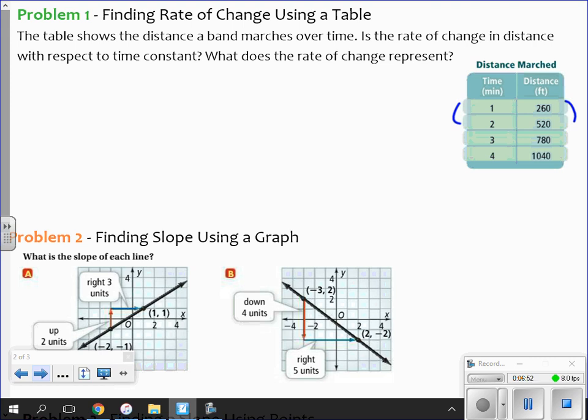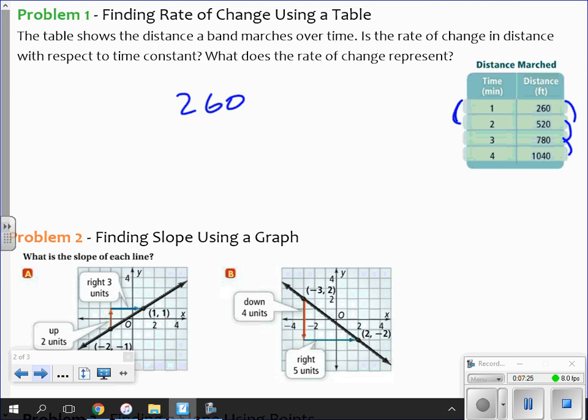Okay, 520 minus 260, what do you get? 260. Okay, so my change, the amount that I go up here, is 260. Is it the same going from 520 to 780? Does that go up 260 again? Yes. Okay. From 780 to 1040? Does that go up the same amount there? Yeah. How much does this one go up by from 1 to 2?